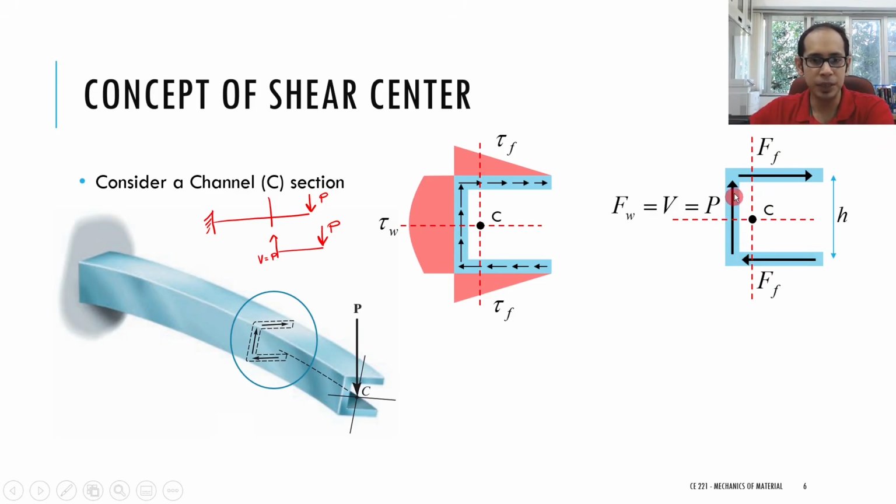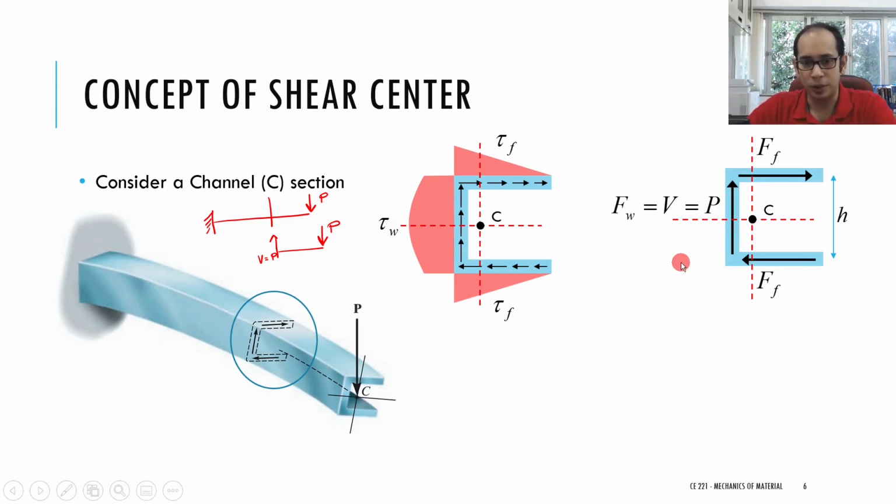And this one must be equal to P, because externally you are applying P. So to obtain the vertical force equilibrium, these horizontal forces are automatically balanced, because this is equal in magnitude and opposite in direction to this one, so that is balanced, and this P must be equal to this externally applied P over here.